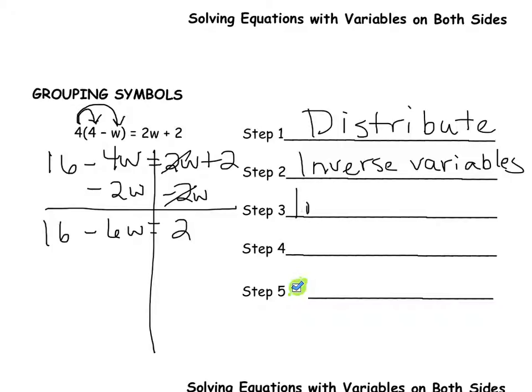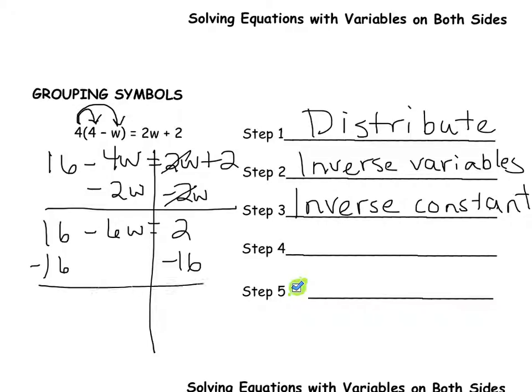Now I'm going to do the inverse for my constants. And since I'm over on the left-hand side of the river, that means I've got to do the inverse and move over to the right. My 16's cancel. I still have negative 6w. And 2 minus 16 gives me negative 14.